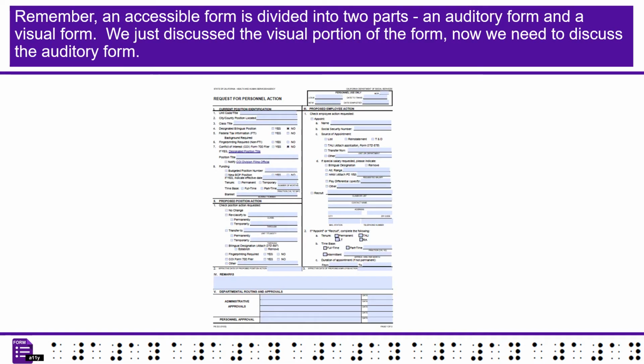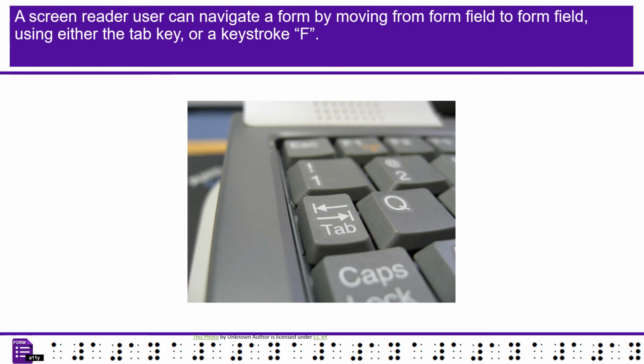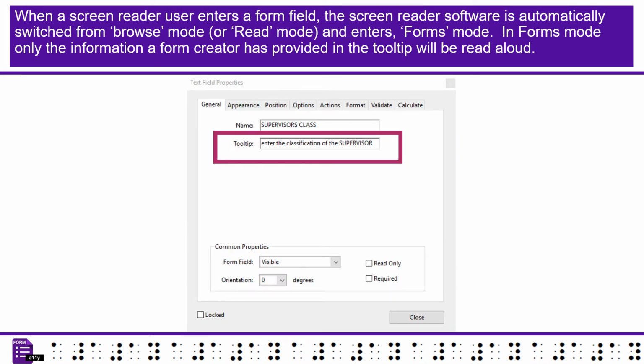Remember, an accessible form is divided into two parts: an auditory form and a visual form. We just discussed the visual portion of the form, now we need to discuss the auditory form. A screen reader user can navigate a form by moving from form field to form field, using either the Tab key or a keystroke F. When a screen reader user enters a form field, the screen reader software is automatically switched from Browse mode or Read mode and enters Forms mode.